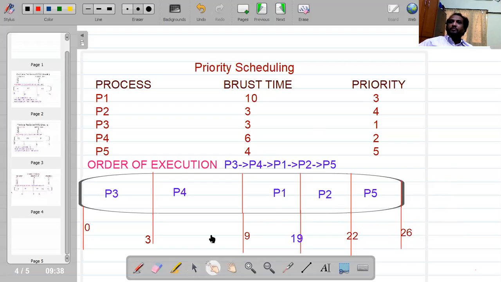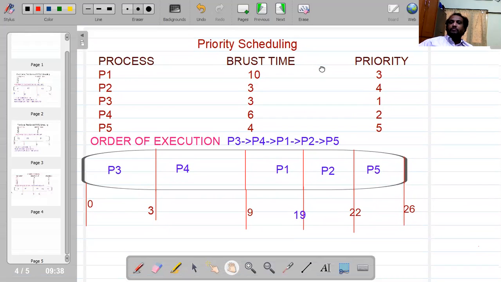Clear with this, everybody? Yes. Able to follow? Yes, sir. Able to follow this till here? Yes? No? Yes, sir. Fine, okay.